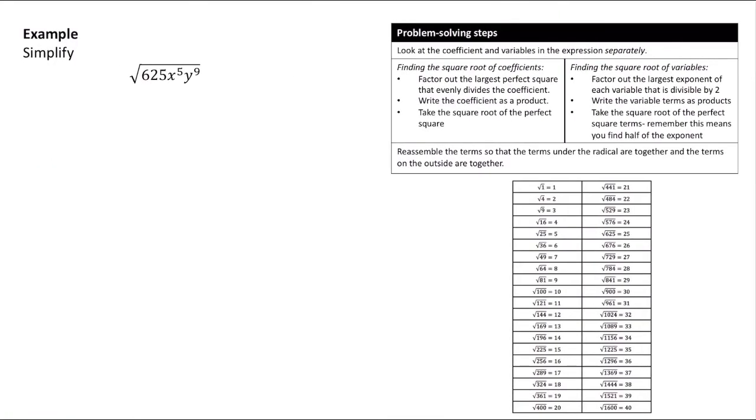So now let's try this example. So we have the square root of 625, x to the 5th, y to the 9th. So I'm going to start by taking this apart.